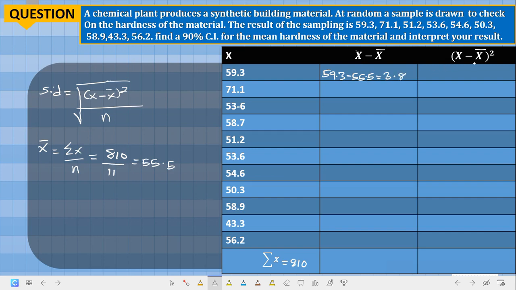Now the next thing is to square this value. If you square this value, you are going to have 14.44. Let's take the next one. It will be 71.1, which is your x value minus the mean. Again, the mean is 55.5. This value will give us 15.6, and when you square it, it's going to give us 243.36.